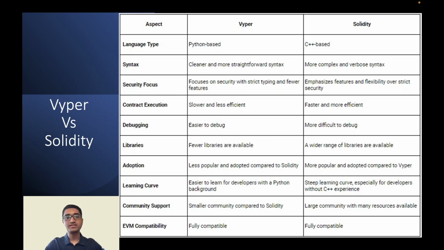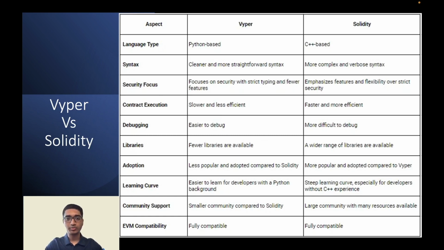The second thing is syntax. Now this is a more subjective opinion, but Vyper, because it is based on Python, has a cleaner and more straightforward syntax. You can easily read what that function is trying to do just by seeing the code. Whereas Solidity, owing to being more C++ based, has more verbose and complex syntax. Another thing about Vyper is it is more focused on security.